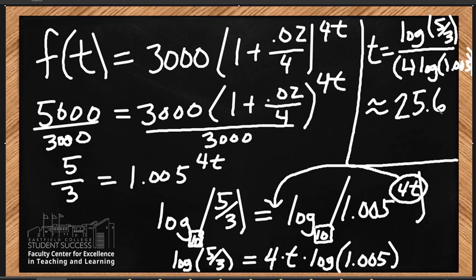The question was, when will there be $5,000 in my account? So it's going to take 25 years for that to happen. And so when we have logarithms, we can get that t out of the exponent and move it down front, and it helps us solve problems where we have growth and decay that's not a bad exponent.